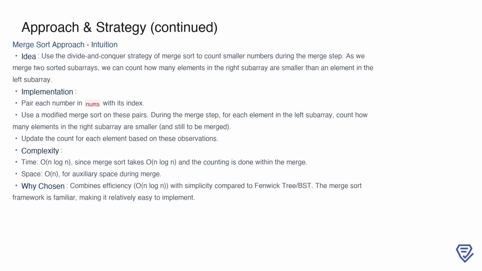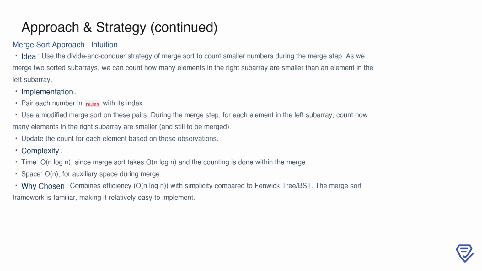The merge sort approach leverages the divide and conquer strategy to count smaller numbers during the merge step. As the array is divided into smaller subarrays and then merged, we can calculate, for each element in the left subarray, how many elements in the right subarray are smaller. By pairing each number with its original index, we ensure that the results are aligned with the input order.